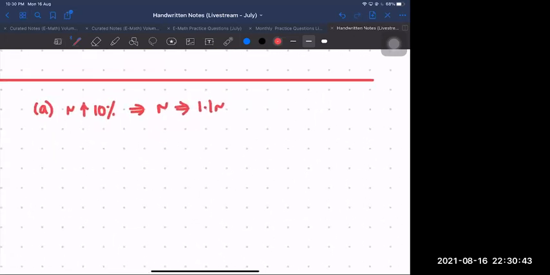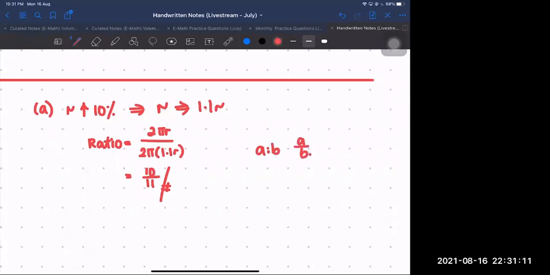Now the question is saying that you need to express the original circumference. So let's write the ratio out. The original circumference, 2 pi R, over the increased circumference, so 2 pi 1.1 R. Final answer is 10/11. Now remember, ratios are not always in this form. It can always be written as A/B.